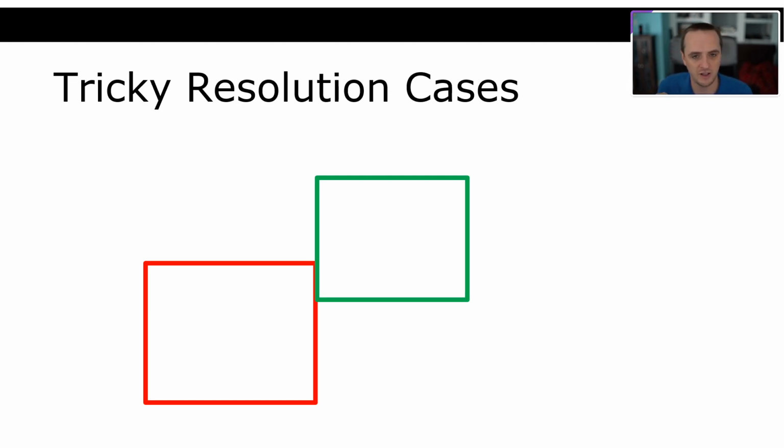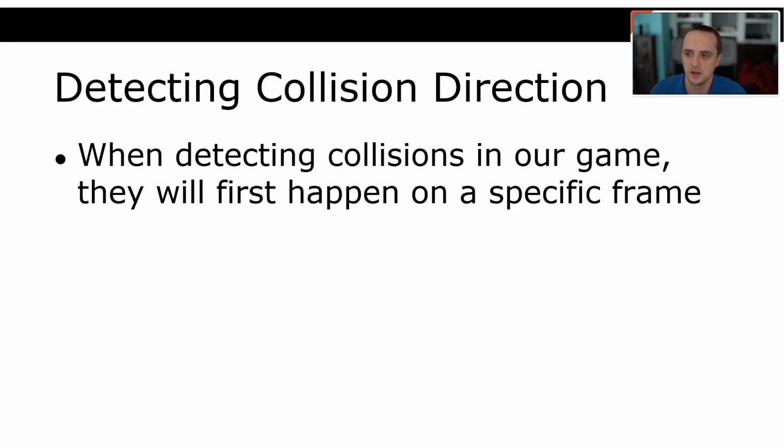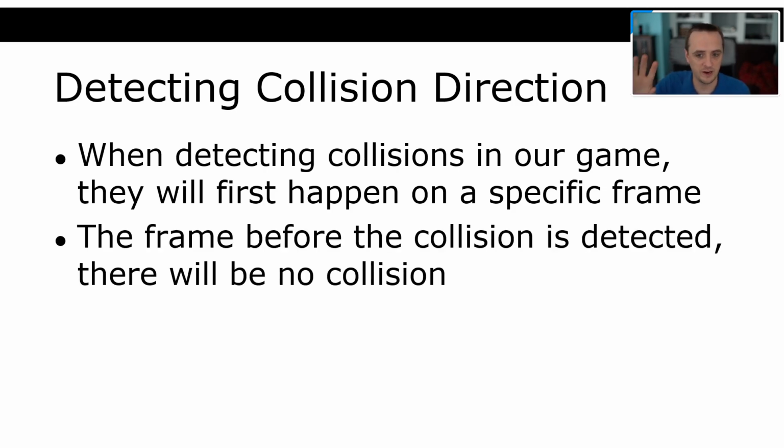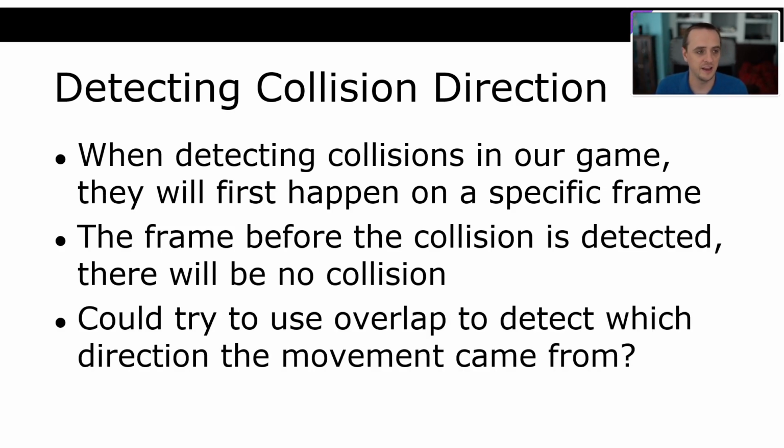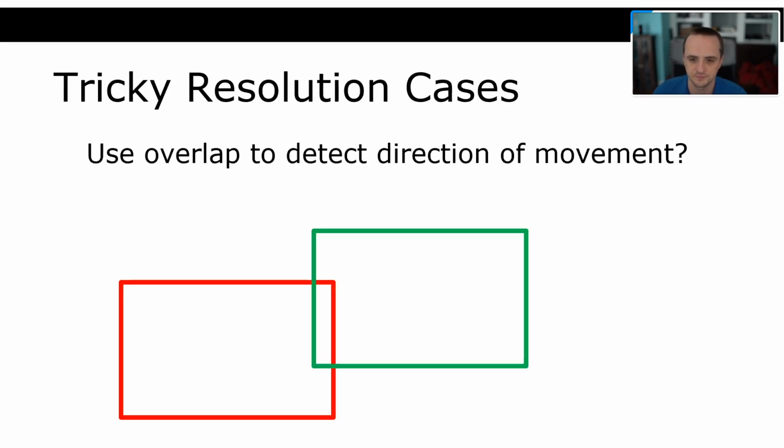And in our assignment, I'll tell you exactly which one I want you to implement. Okay. So when detecting collisions in our game, they will first happen on a specific frame. So the frame before the collision is detected, there's no collision, obviously, by definition. And then on the frame that there is a collision, there will be a collision. So what we could do is try to use the overlap to detect which direction the movement came from. All right? So let's try and use the overlap to determine the direction of movement.